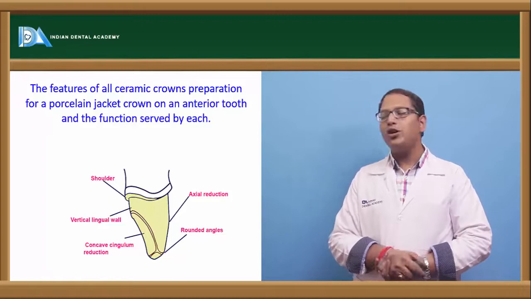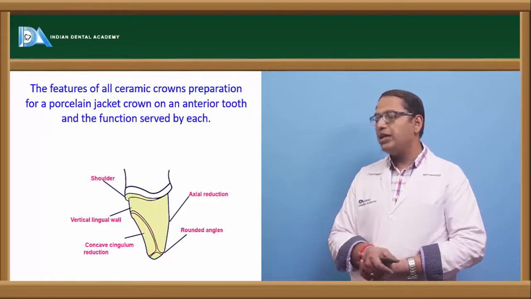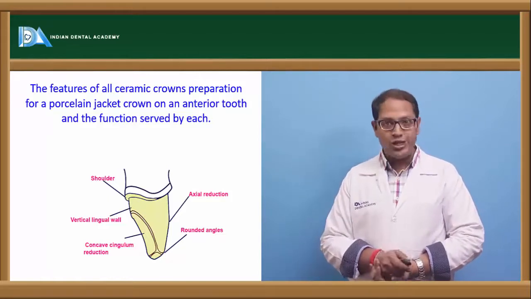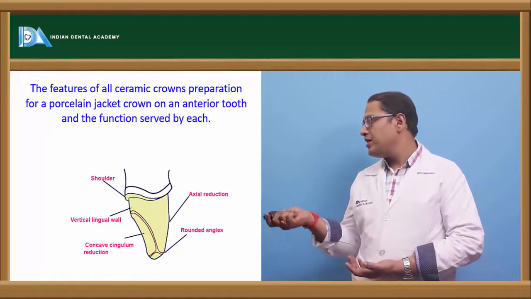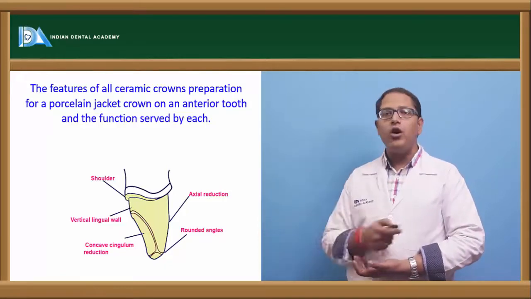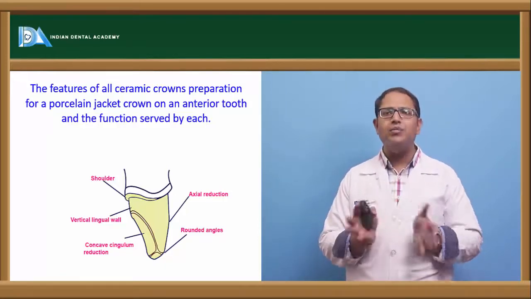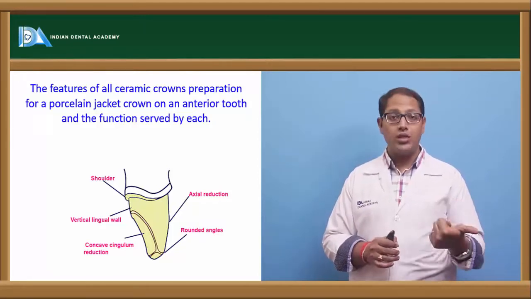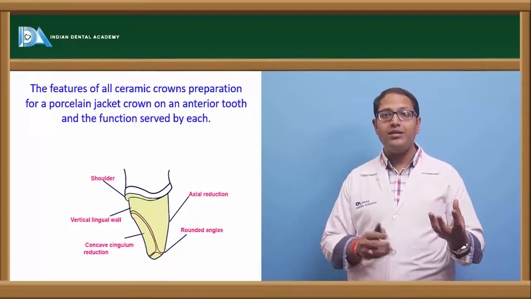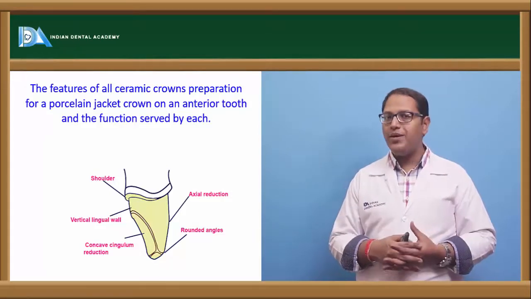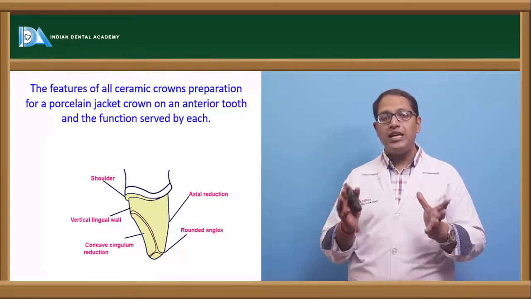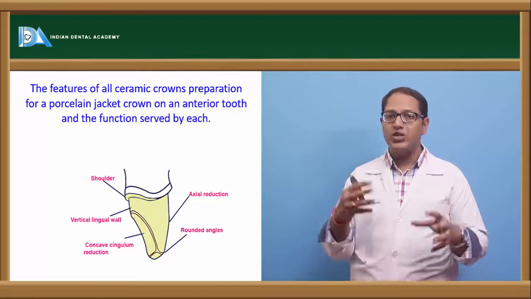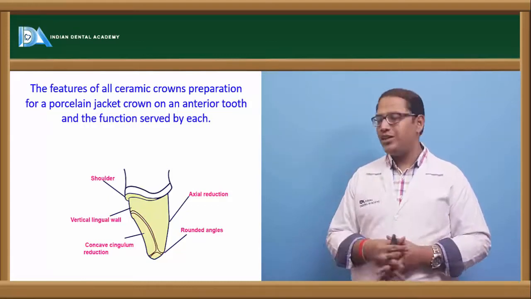The features of all ceramic, what all should be there? Shoulder everywhere, or radial shoulder, or heavy chamfer. Axial reduction should be the same. All the line angles and point angles should be rounded off because there is no metal. So it is all ceramic, and when it is all ceramic, the force will be more concentrated on the ceramic. We need to keep it so that no area of load concentration is there. Stress concentration should not be there anywhere.